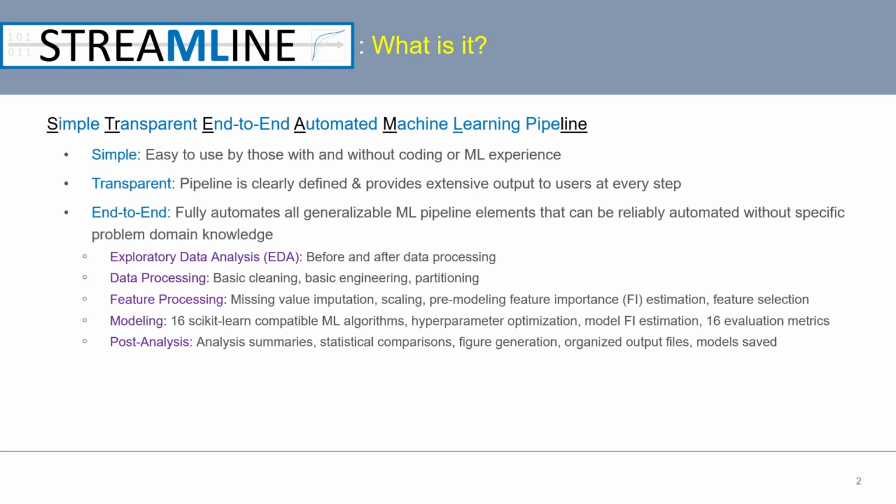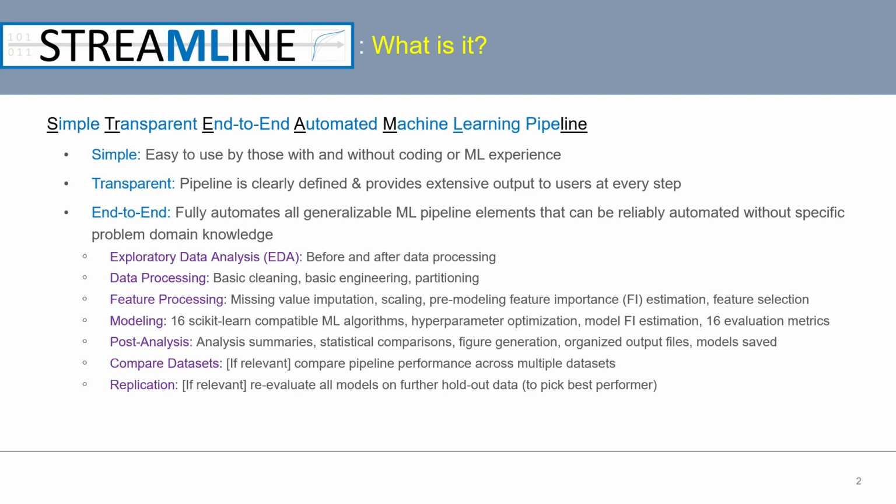Also post-analysis, including analysis summaries, statistical comparisons, figure generation, organization of output files, and saving models for future use. Also comparing datasets. Specifically, when more than one dataset is run within STREAMLINE at once, pipeline performance is automatically compared across the multiple datasets. And if replication data is available, STREAMLINE can automatically re-evaluate all models on that further holdout data in order to more ideally pick a best performing model. And lastly, the generation of a summary report, in this case as a formatted PDF that includes key findings.